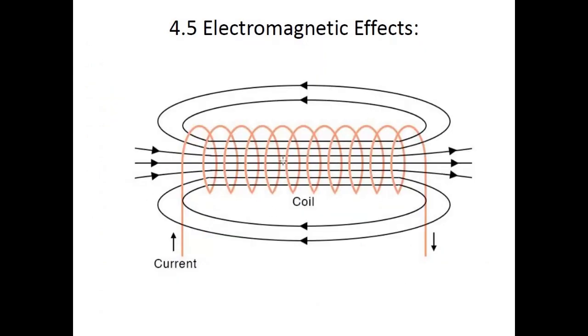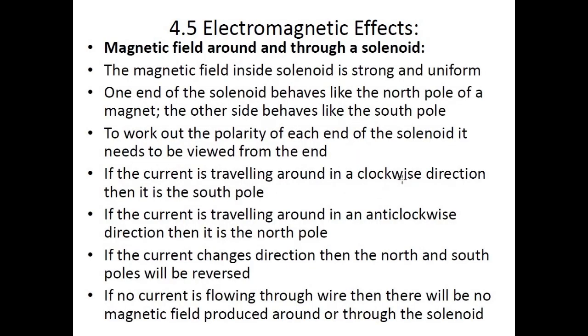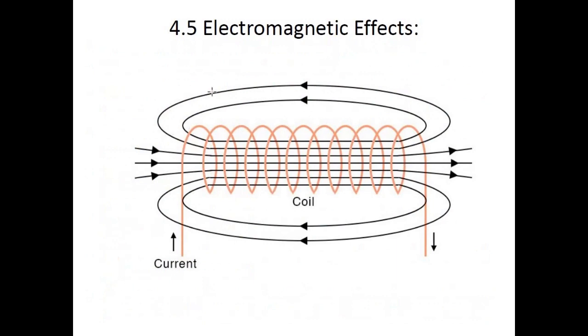For example, this is a solenoid. Now you'll have to view it from this side. If the current is moving in this direction over here, means in clockwise direction, that means this is the south pole and this would be the north pole.